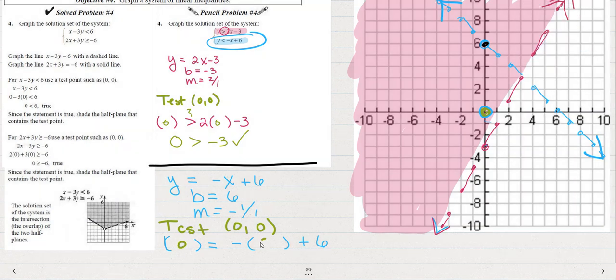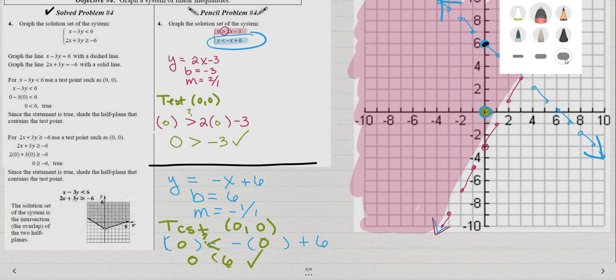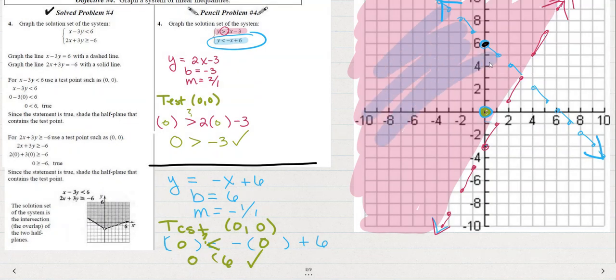And we see that for the test point, it should be less than, right? So we're checking, is 0 less than 6? Yes, it is. So it looks like this (0, 0) is also part of the blue solution. So let me shade that in. That'd be this part.